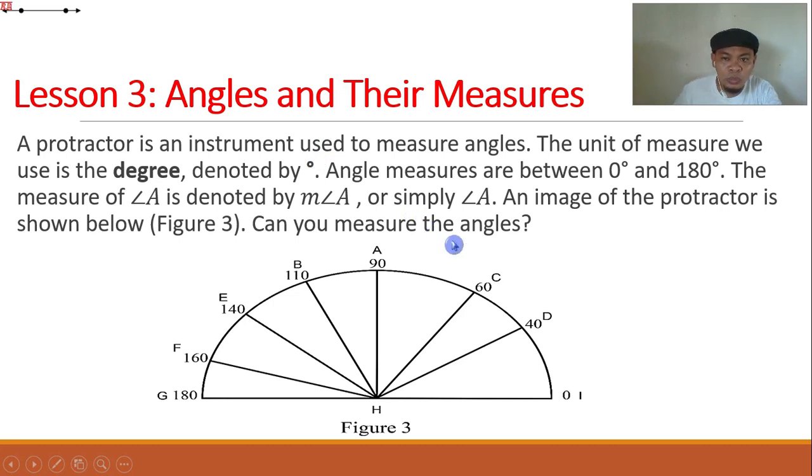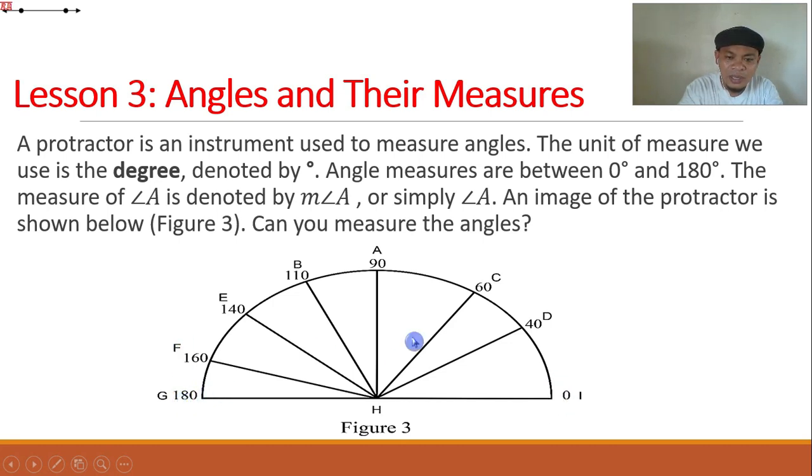Angle measures are between 0 degrees and 180 degrees. The measure of angle A is denoted by m, tapos ito symbol ng angle, yan, then A. This is read as measure of angle A or simply angle A. An image of the protractor is shown below. This is our figure 3. So can you measure the angles? Yes, of course. So this is from 0 degrees to 180 degrees.